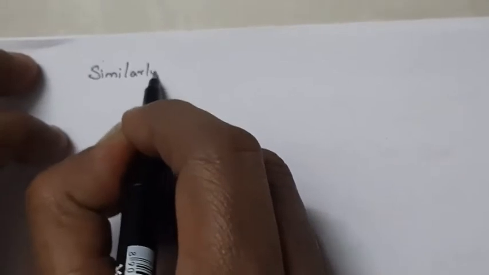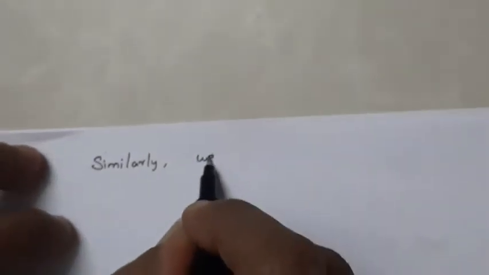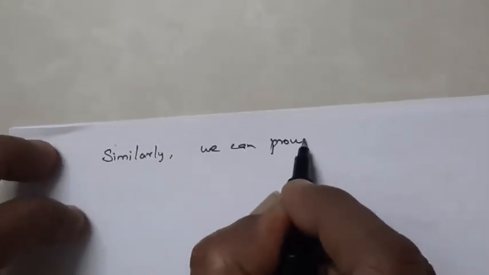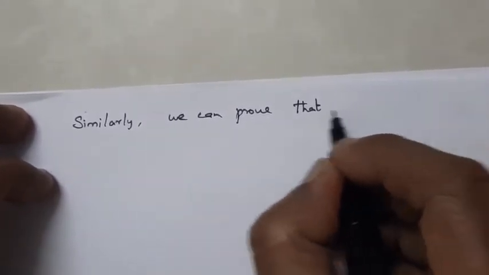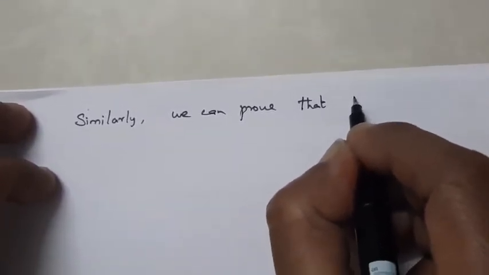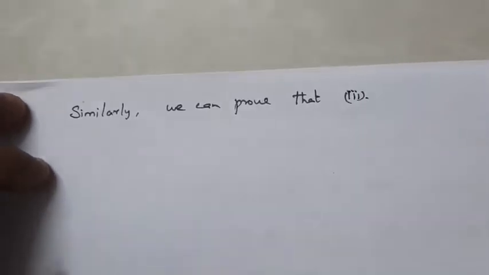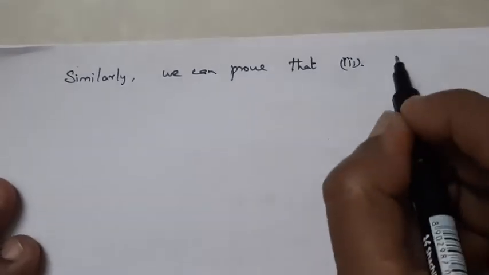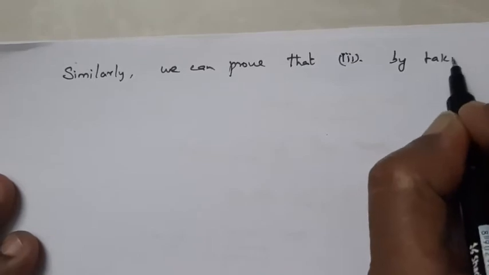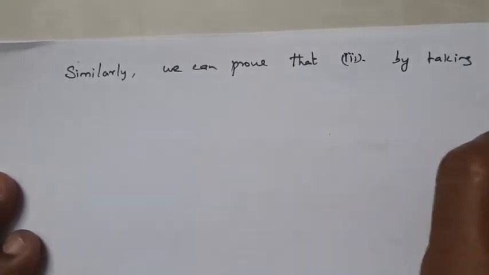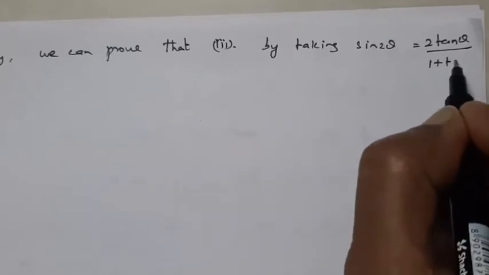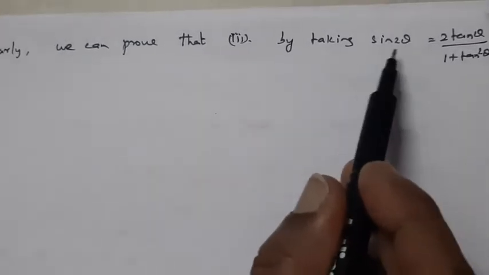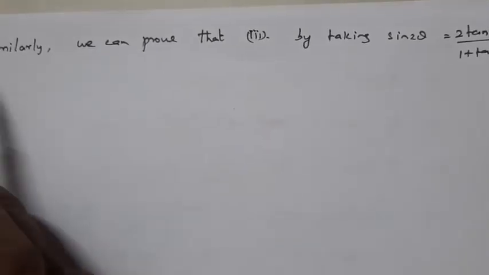Similarly, we can prove the third result by taking the sin 2 theta formula. We can prove the third subdivision by taking sin 2 theta is equal to 2 tan theta divided by 1 plus tan squared theta. Okay, the same pattern. Instead of cos 2 theta, we have to take the sin 2 theta in order to prove the third one.